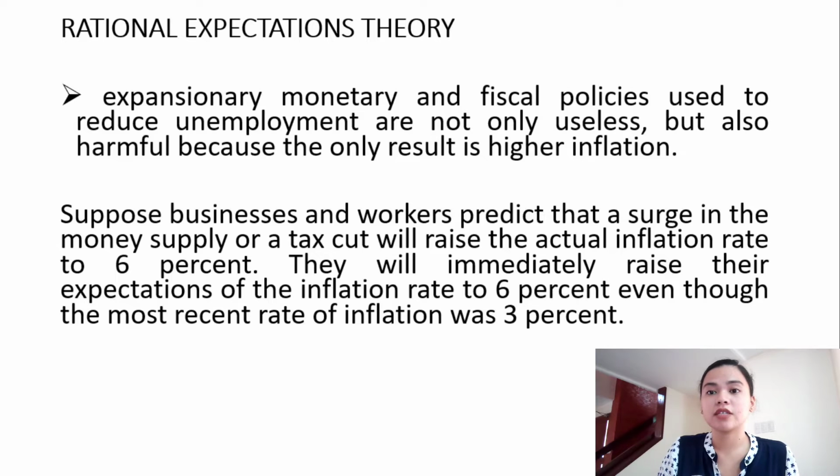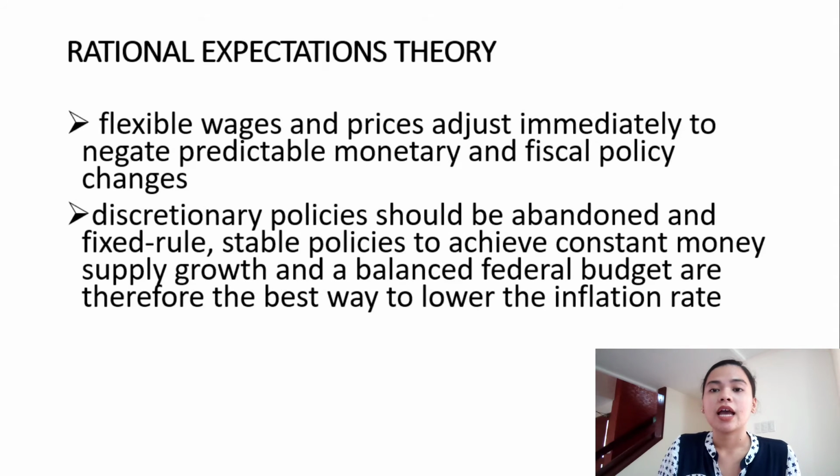They will immediately raise their expectations of the inflation rate to 6%, even though the most recent rate of inflation was 3%. According to rational expectations theory, flexible wages and prices adjust immediately to negate predictable monetary and fiscal policy changes, so the economy's self-correction mechanism will restore the natural rate of unemployment. Therefore, discretionary policies should be abandoned, and fixed rule, stable policies to achieve constant money supply growth and a balanced federal budget are the best way to lower the inflation rate.